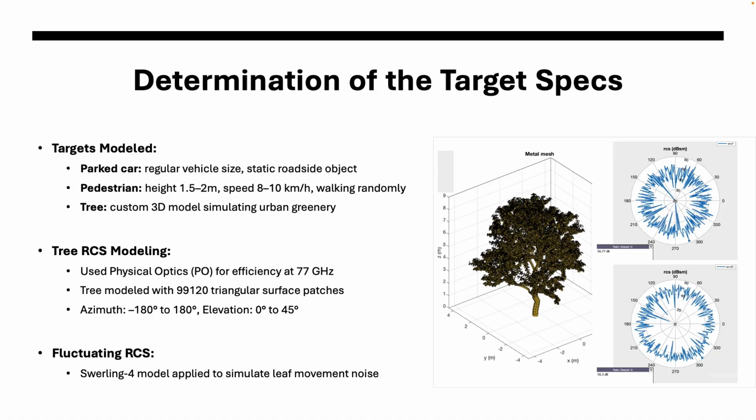For calculating the radar cross-section of the tree, we used the physical optics method suitable for high-frequency approximations like 77 GHz. We also added micro-RCS fluctuations based on the Swerling 4 model. This model accounts for both large scatterers such as the tree trunk and many other small ones like leaves, and the RCS values varying between radar pulses. Actually, this feature is making it more realistic for our simulation.